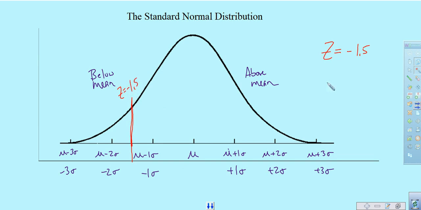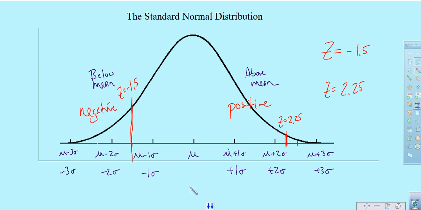Or hypothetically, let's say we had another one, like a z-score of 2.25. So you would go up 1, 2, and then you would say, okay, well, that's halfway. So then there's a quarter. And so that right there would be z equals 2.25. So remember, if you go up, it's positive. If you go down, it's negative.